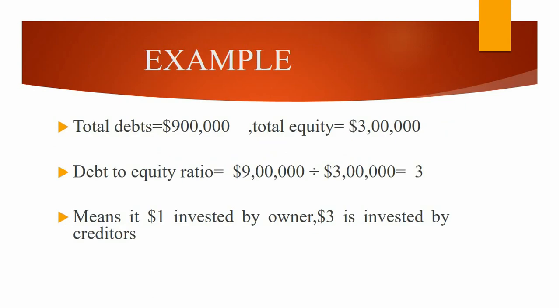Here we are taking imaginary data: total debts equal to 9 lakhs, total equity equal to 3 lakhs. When we calculate the debt ratio, 9 lakhs divided by 3 lakhs, the result is 3, or 3 times. It means if the owner invests rupee 1, they take a loan of rupees 3. It means $1 is invested by the owner and $3 is invested by the creditors.